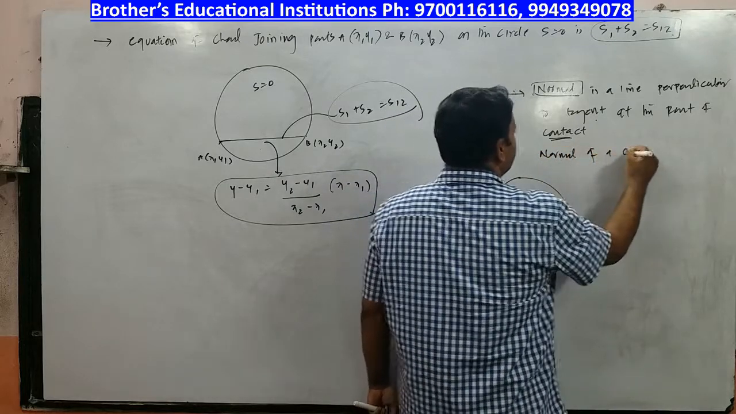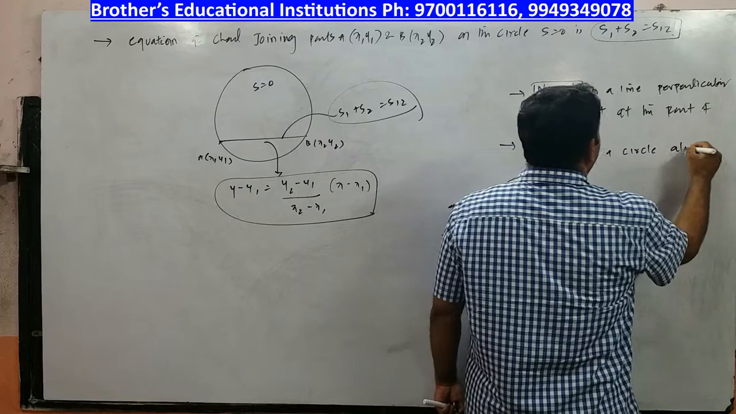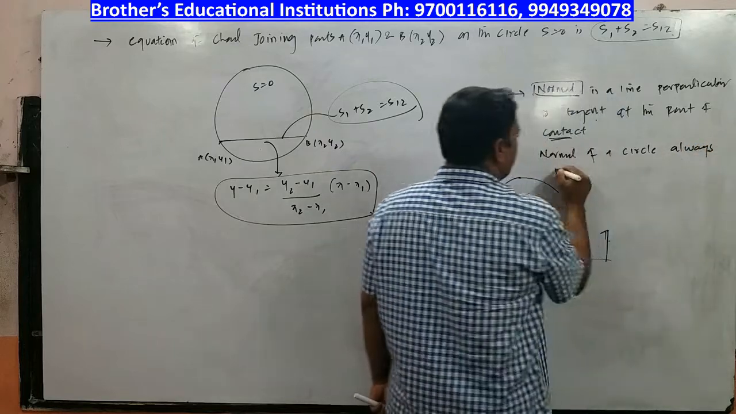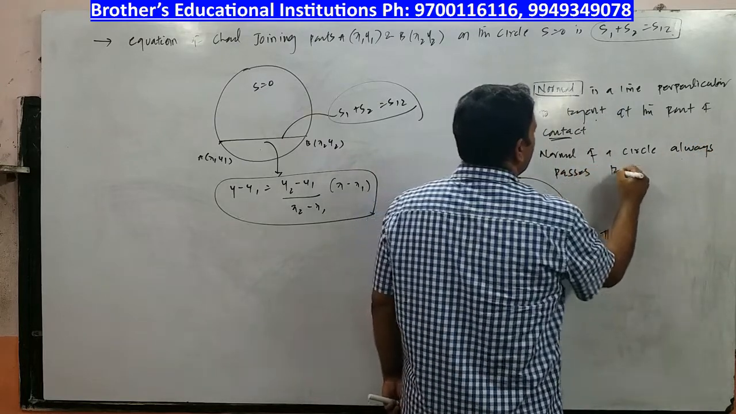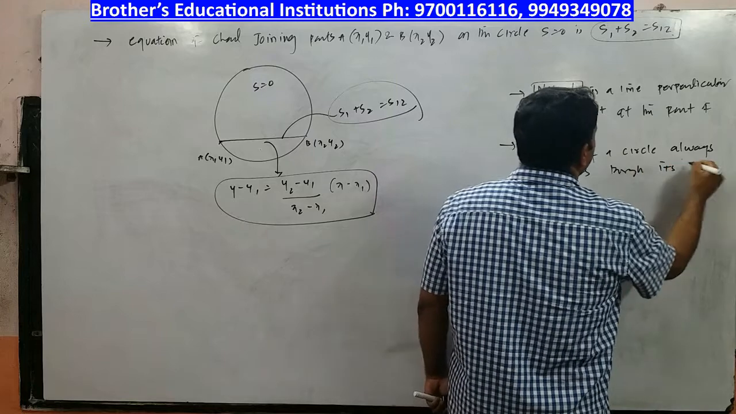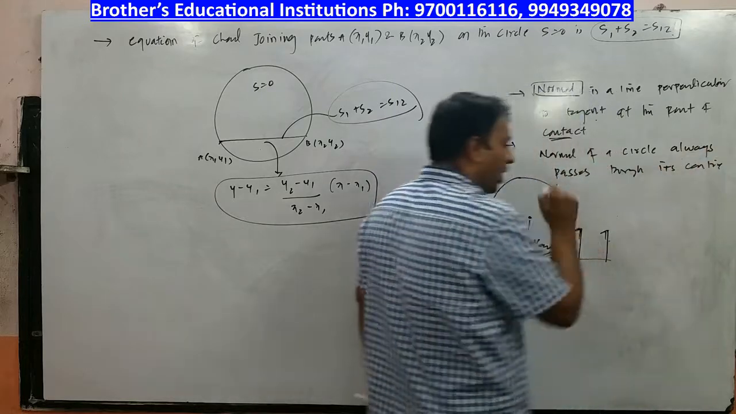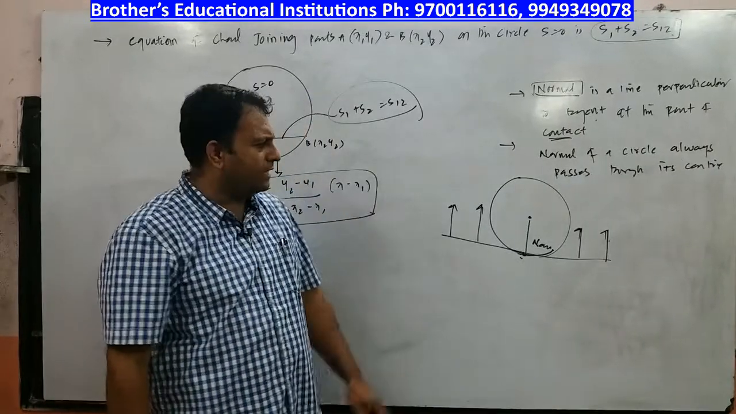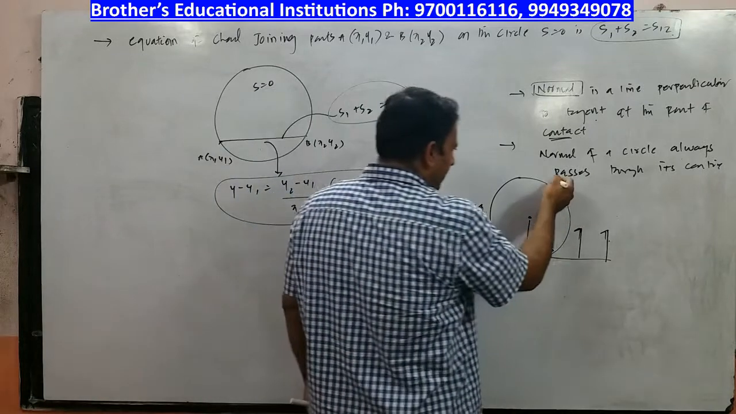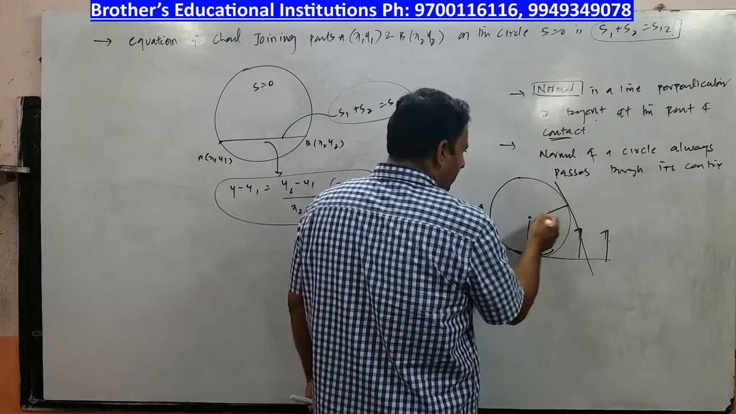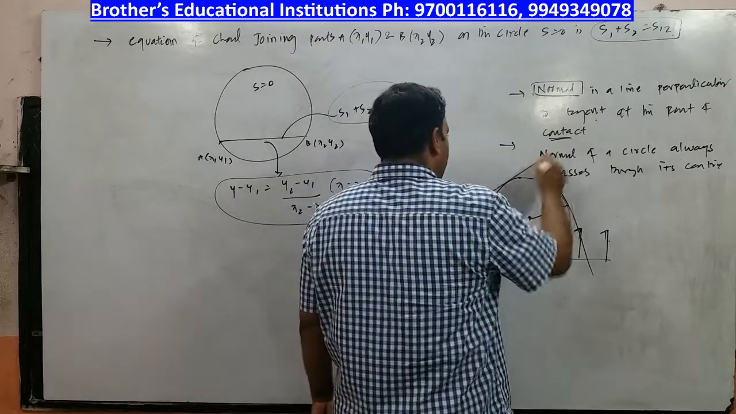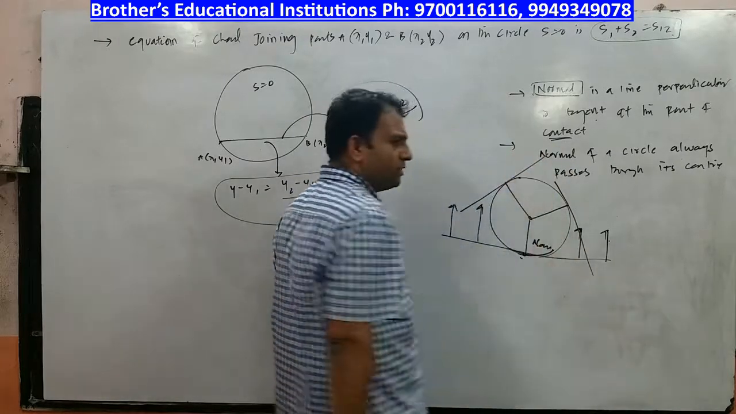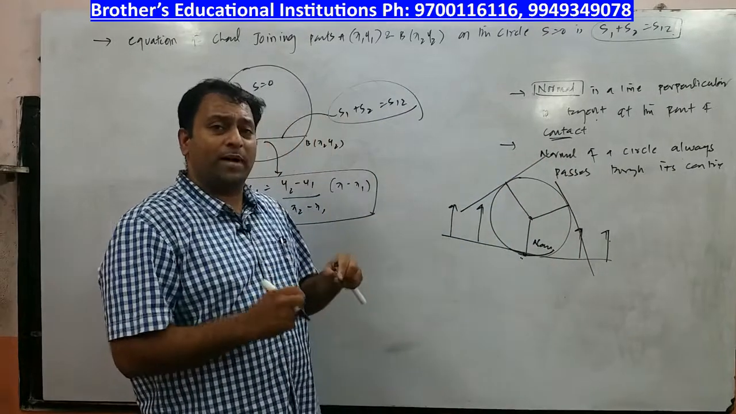Normal of a circle always passes through its center. Wherever you take, suppose I take a tangent here. Here I draw a normal, it passes through the center. I take a tangent here. Here I draw a normal, it will pass through the center. Normal of a circle always passes through its center.